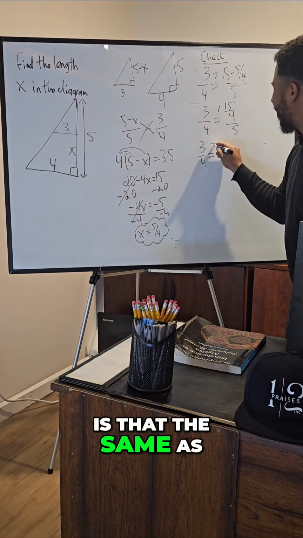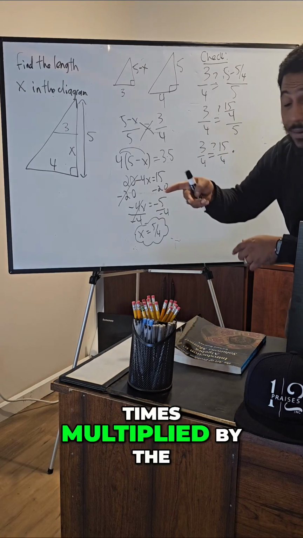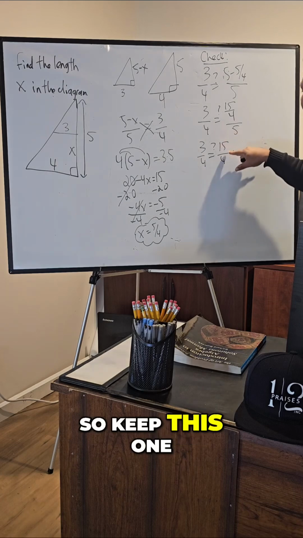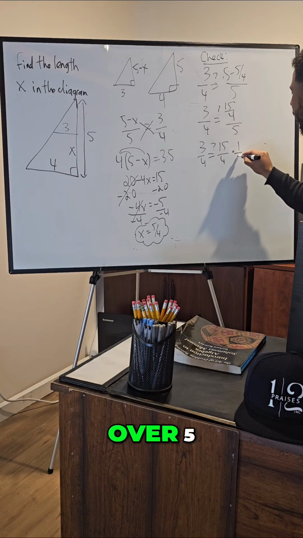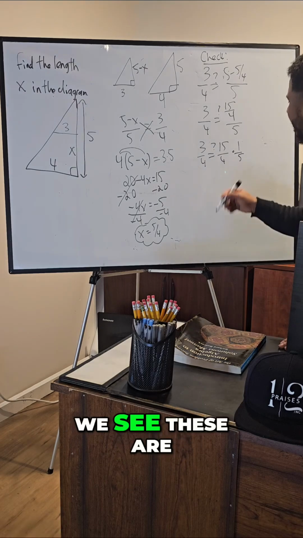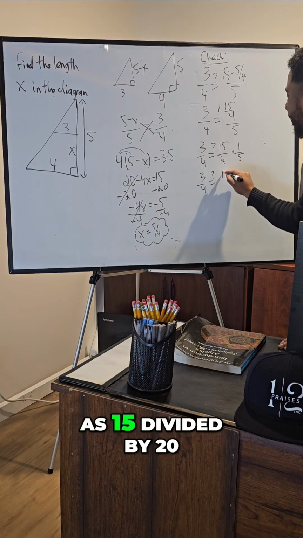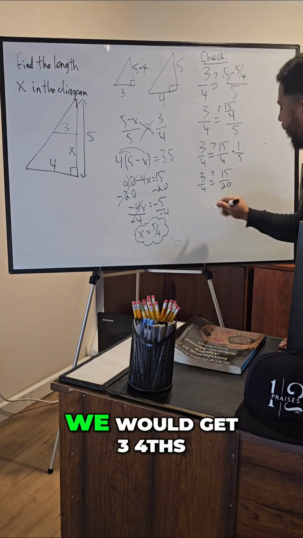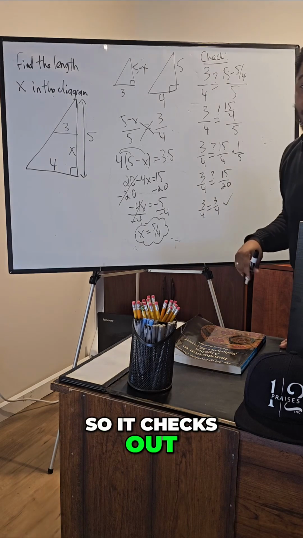Is that the same as 15 divided by 4 multiplied by the reciprocal, or keep, change, flip, as we call it? So keep this one the same, change it to multiplication, flip this one. So we get 1 over 5. Are these the same? Yeah, we see these are the same. 3 divided by 4, is that the same as 15 divided by 20? It is, because if I reduce both, we would get 3/4 equals 3/4. So it checks out.